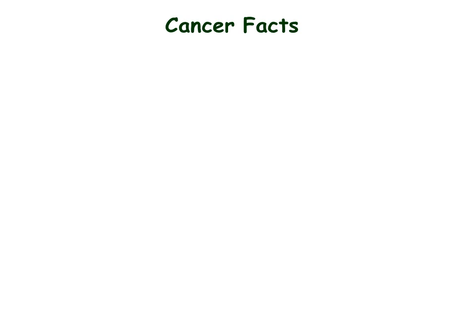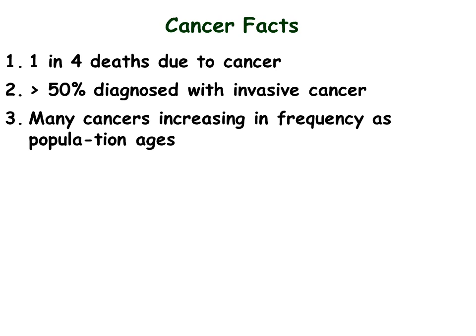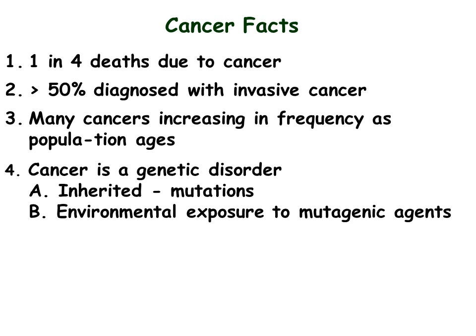Let's start out with a few facts about cancer, which I am sure you are all well aware. 1 in 4 deaths occur to cancer. More than 50% of them are diagnosed when the cancer is already invasive. And of course, the cancer frequency increases as you age or the population ages. Cancer is a genetic disorder, but it isn't necessarily inherited. Inherited cancers are actually rarer, and these, of course, are mutations that are present in the chromosomes in the germ cells. So the child inherits an increased risk to develop cancer.